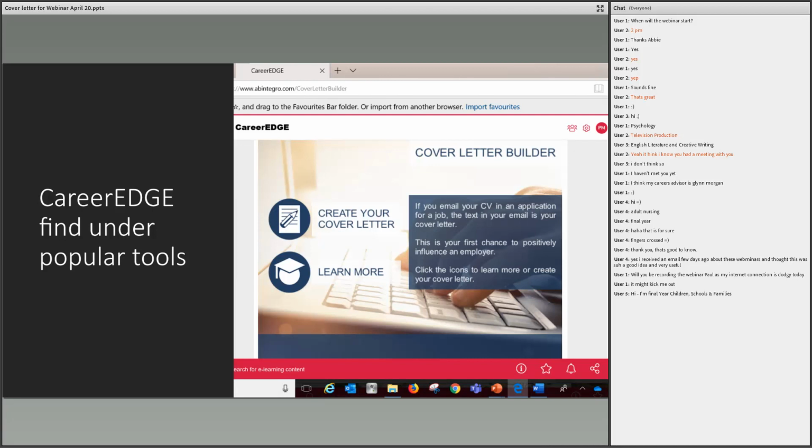Now, you've probably heard of Career Edge. Career Edge is very good. It's our portal for your careers, and it's got so much useful material, so much it's quite hard to find things. If you entered Career Edge and went into popular tools, we've got a whole package on cover letter builder. So you can create your actual cover letter by going through this. So again, it's worth looking at that.